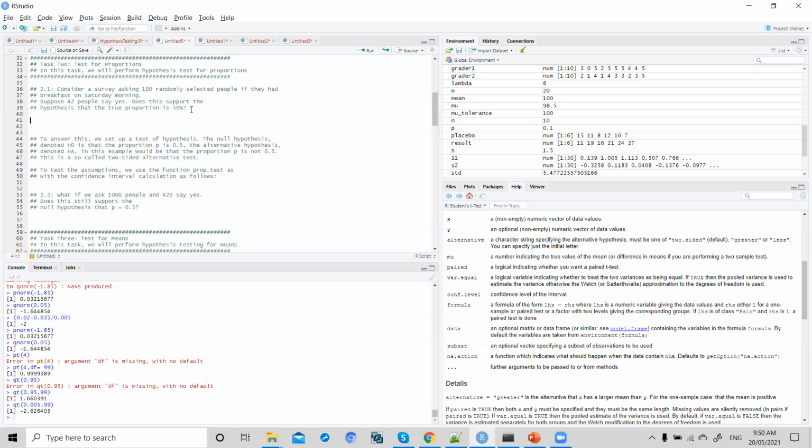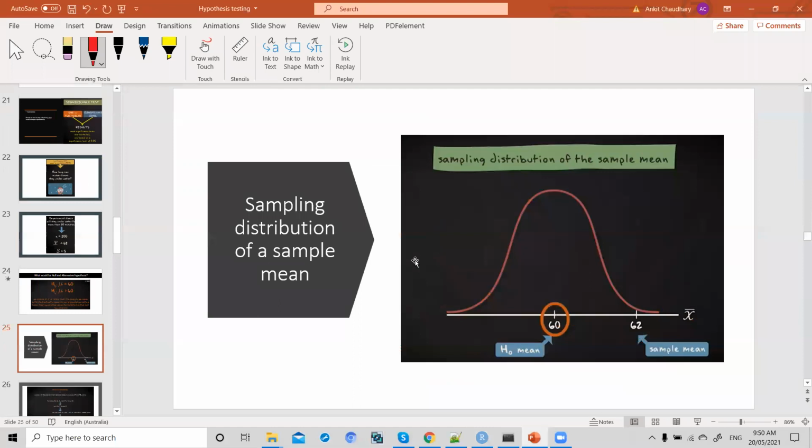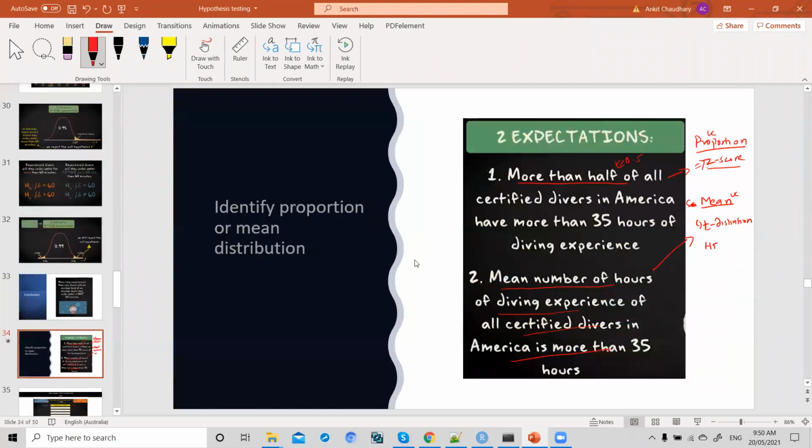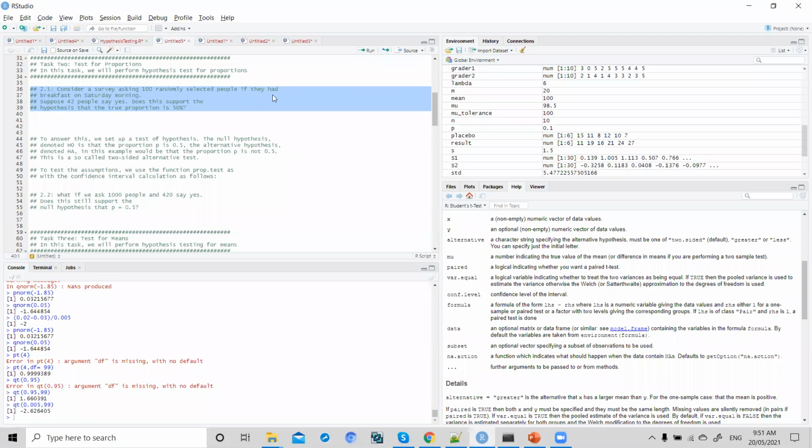So in this example, what we need to do is figure out whether it is a proportion or mean. As per the step by step, the first thing is to determine whether it's a proportion or mean. So what do you say? Is it a proportion or mean in this example?